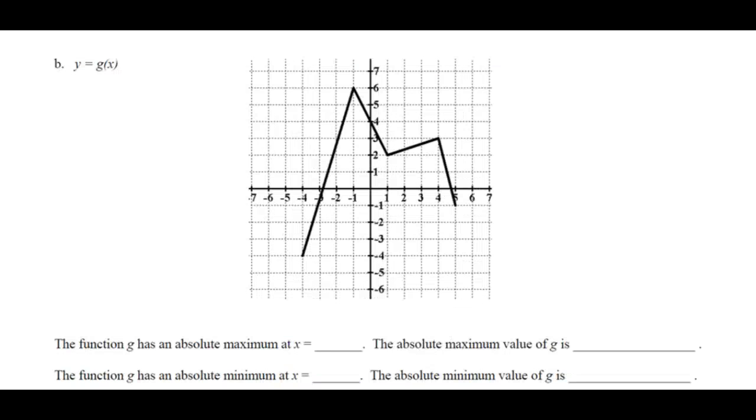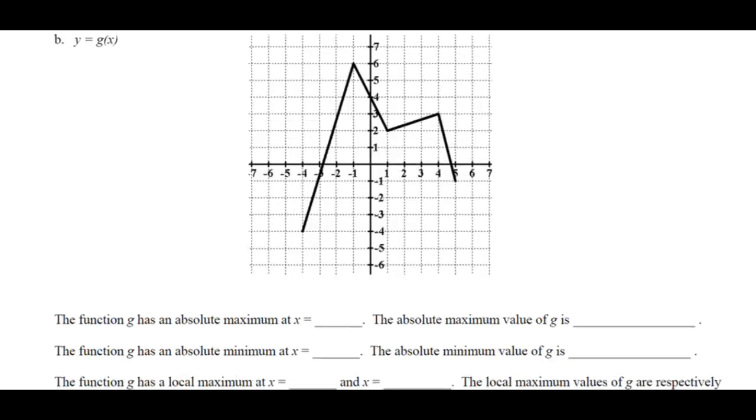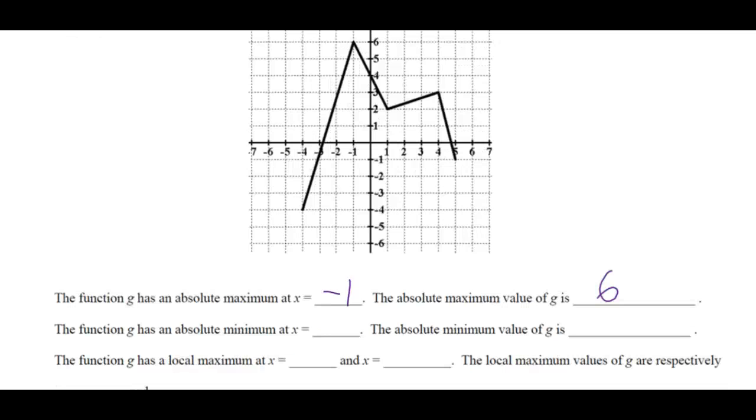y equals g of x. The function g has an absolute maximum at x equals -1, and the absolute maximum value is 6. Function g has an absolute minimum at x equals -4, and the absolute minimum value is -4.